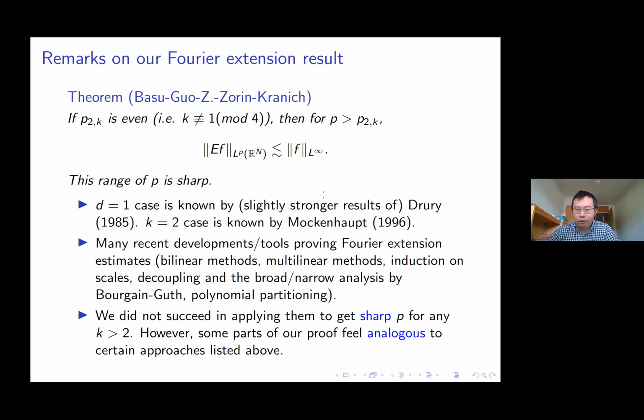However, some parts of our proof, as you can see, for example, the concentrated part, if you know Bourgain-Guth iteration, you might feel they're kind of similar. So they do feel analogous to certain approaches listed above. So I don't know, maybe those are two different parts of a slightly bigger picture. I'm quite curious about it. Okay, so this is just a consequence on the Fourier extension result.